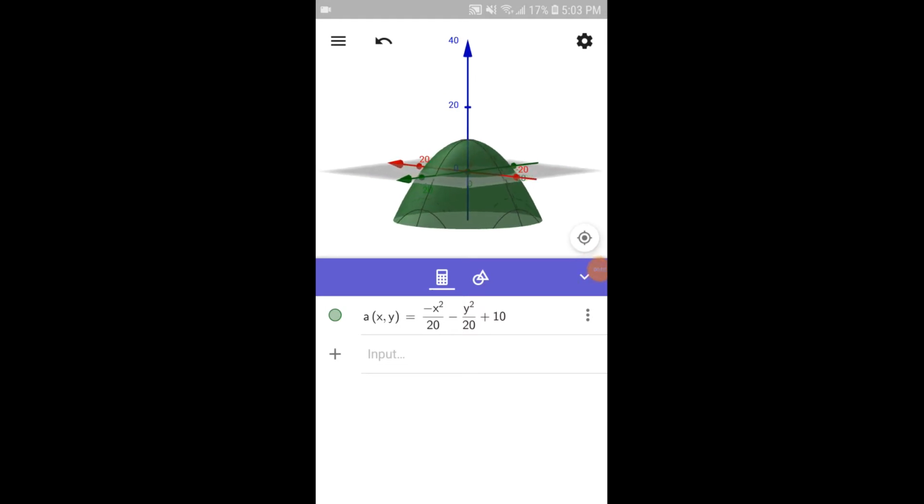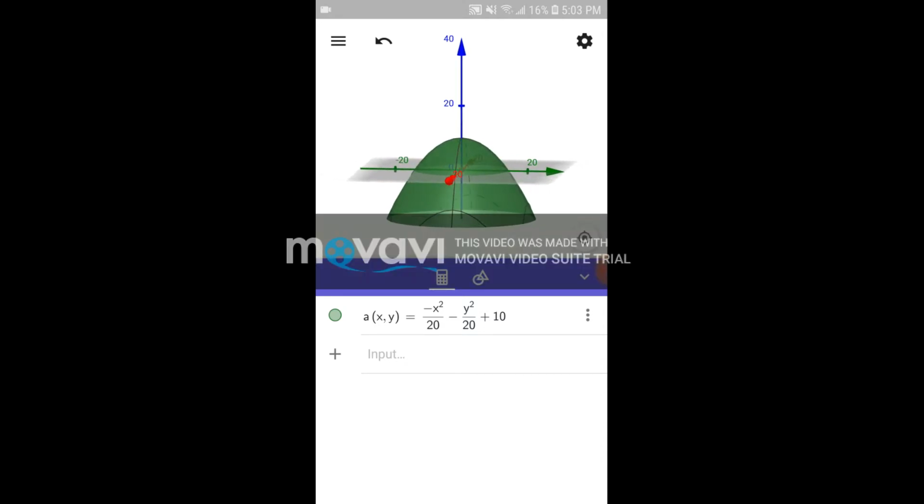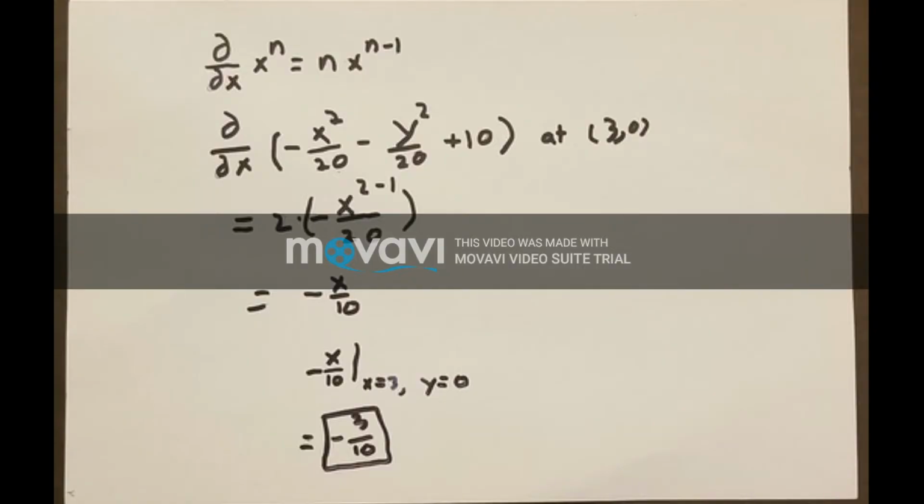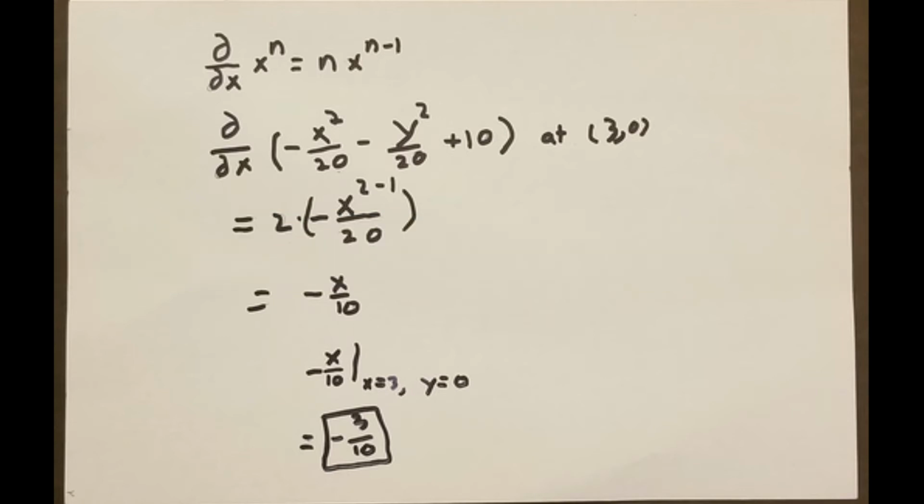So this is a graph of that function. We'll take the partial derivative at the point 3, 0. To take the partial derivative, we can use the power rule. If we use this, we get negative x over 10. Evaluating this at x equals 3, y equals 0 gets us negative 3 over 10.